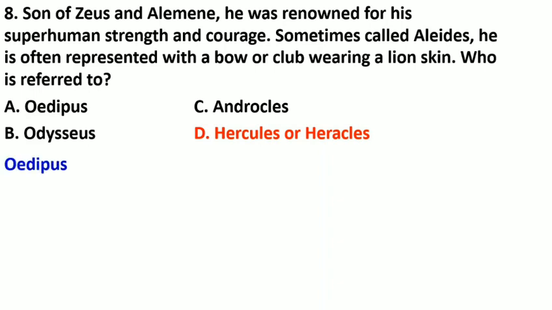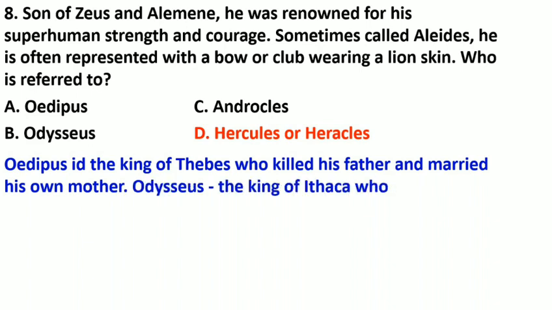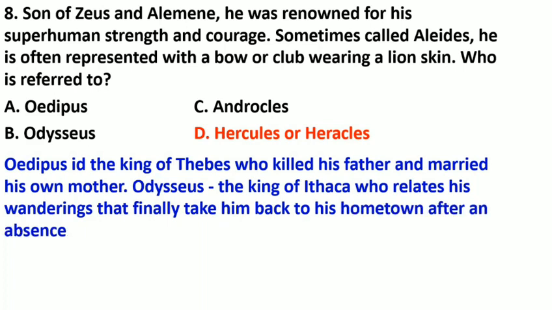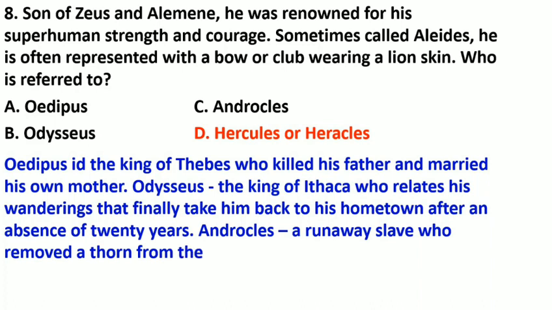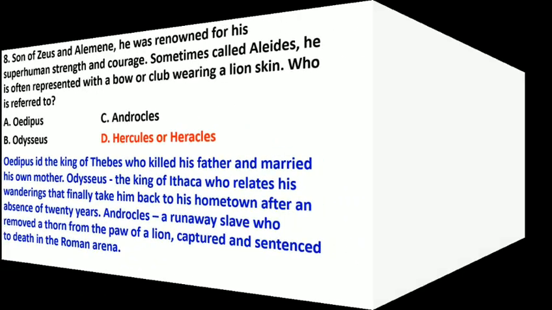Hercules or Heracles. Oedipus is the king of Thebes who killed his father and married his own mother. Odysseus, the king of Ithaca, relates his wanderings that finally take him back to his hometown after an absence of 20 years. Androcles, a runaway slave who removed a thorn from the paw of a lion, was captured and sentenced to death in the Roman arena.